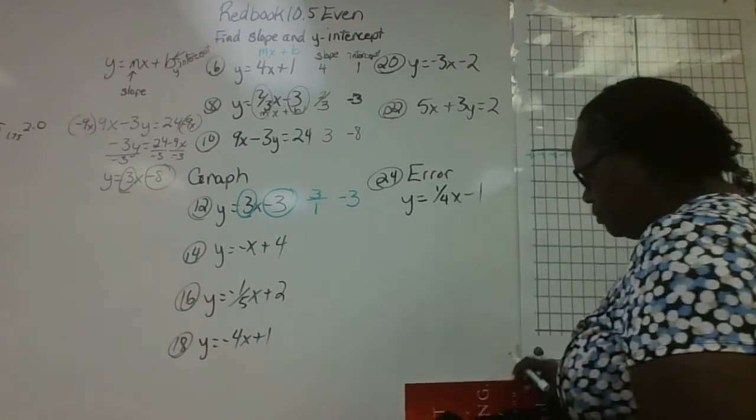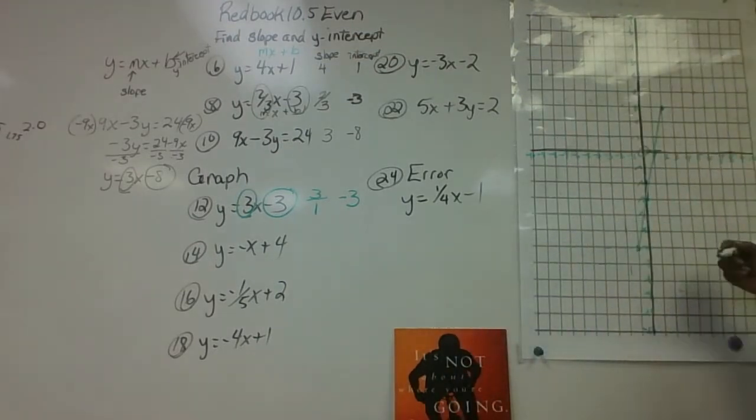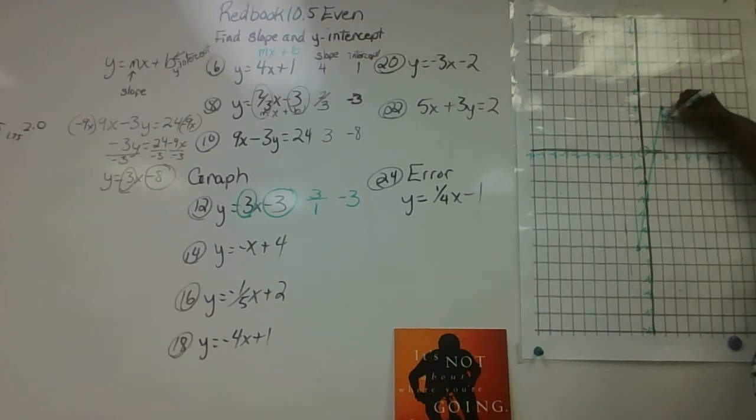I must have borrowed my ruler. All right, and so therefore this is the line y is equal to 3x minus 3. That's how it goes. Okay, let's move forward.